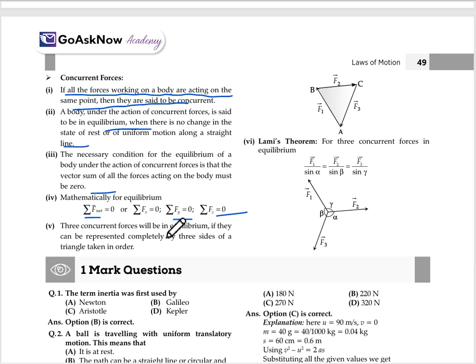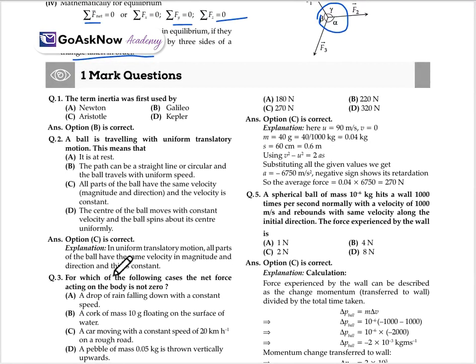Three concurrent forces will be in equilibrium if they can be represented completely by three sides of a triangle taken in order. Okay, like this: A, B, C, F1, F2 and F3. Lami's theorem for three concurrent forces in equilibrium: F1 over sin alpha is equal to F2 over sin beta is equal to F3 over sin gamma. Three angles have been made there, alpha, beta and gamma. So Lami's theorem will be this. Now on the basis of these, we will go through some 1 mark questions.